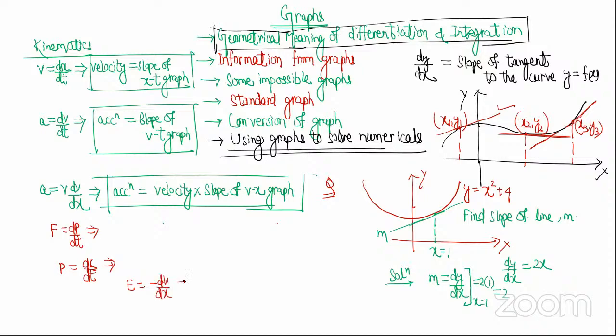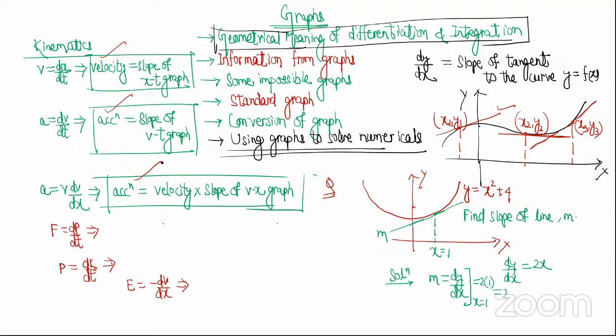Now tell me what will this be? So electric field equal to minus slope of the potential graph, the V-x graph, right? So that's how in every chapter we have graphical questions. If you just remember the differentiation formula and you know its geometrical meaning, then you can find out information from graphs of that chapter. As far as this chapter is concerned, we will use these three things.